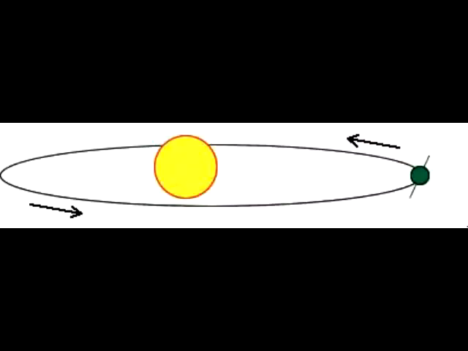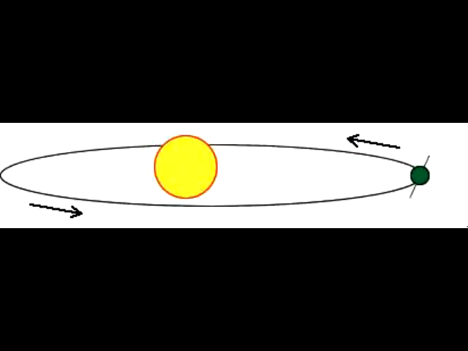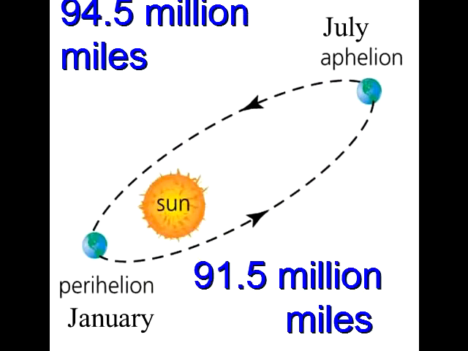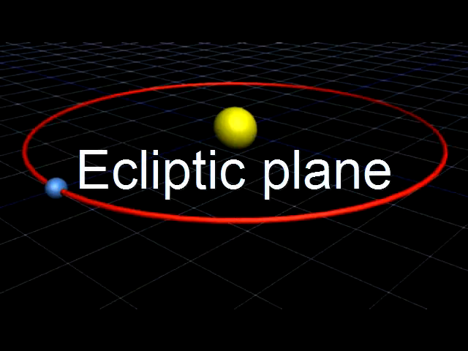The Earth revolves around the Sun at an average distance of 93 million miles. The pathway is elliptical. The distance is 91.5 million miles in early January, which we call perihelion, and 94.5 million miles in early July, which we call aphelion. The orbit is the path of the Earth around the Sun. The plane of the Earth's orbit is called the plane of the ecliptic.